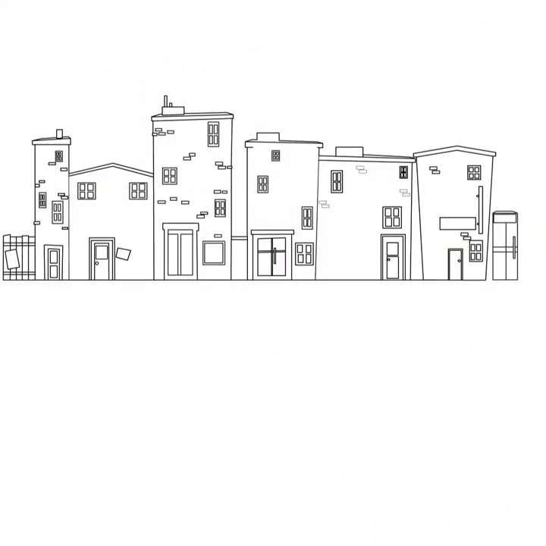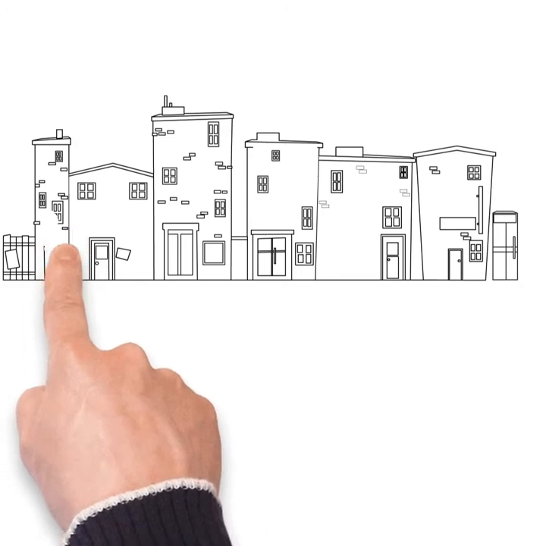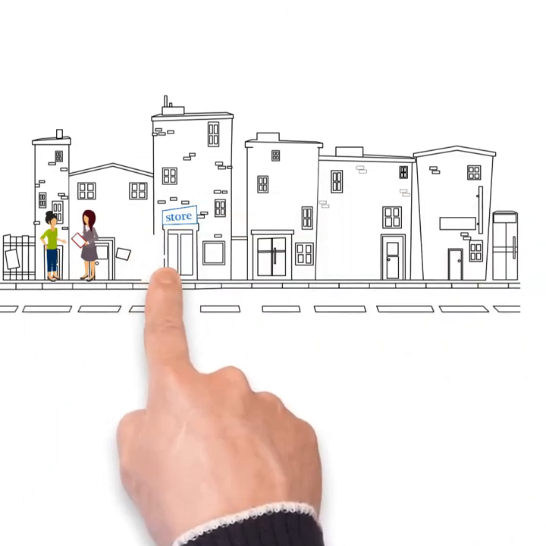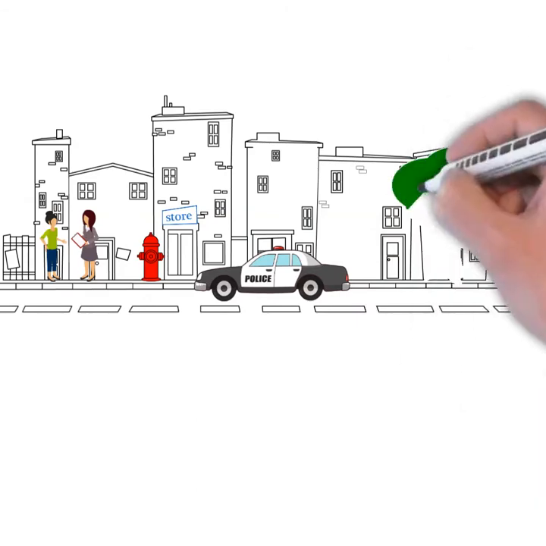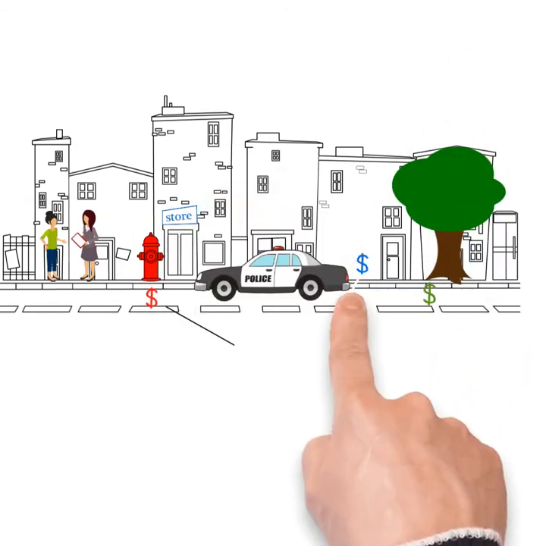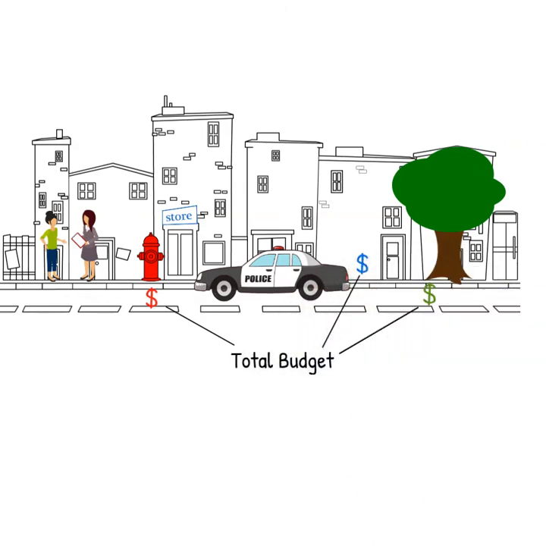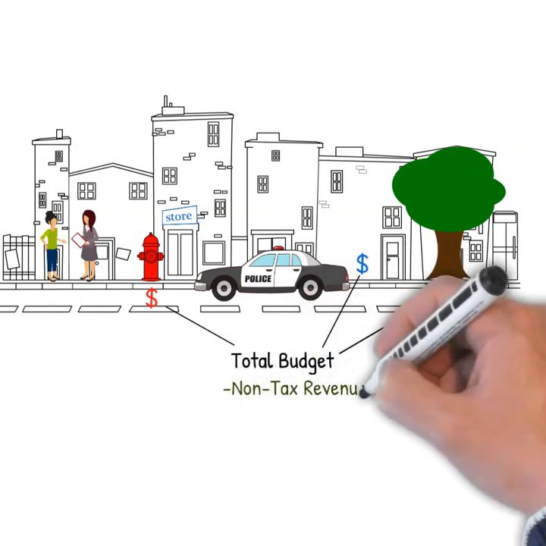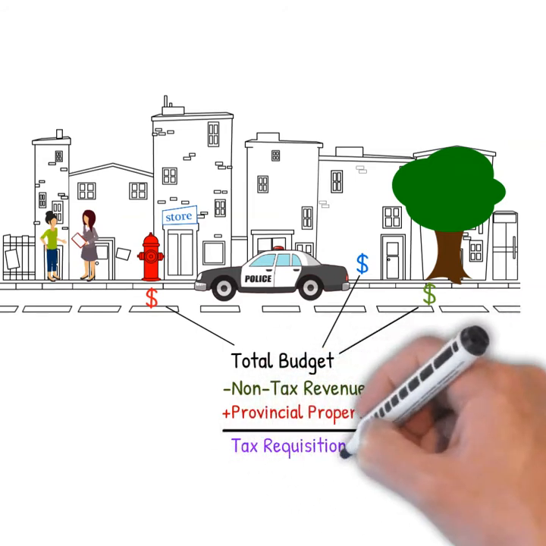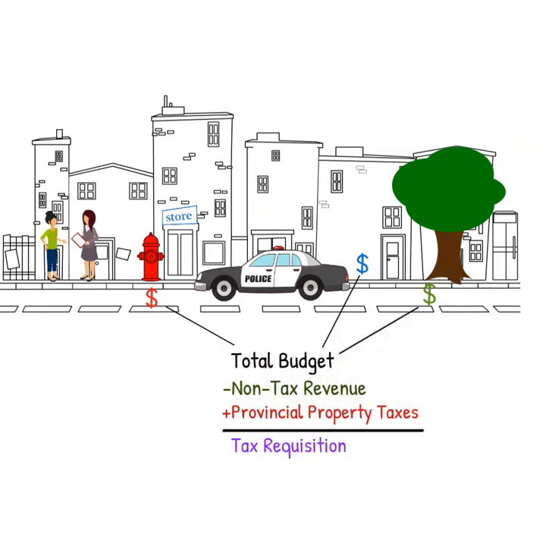Instead, as I showed in the last video, council first looks at the needs of residents, businesses, and other community organizations. Based on these needs, council sets expected service levels for road maintenance, fire, police, parks, and other municipal programs. The costs of delivering these services are added up to form a budget. Then non-tax revenue sources are subtracted, and provincial property taxes are added to figure out the total tax requisition the city needs to make in order to serve its residents.